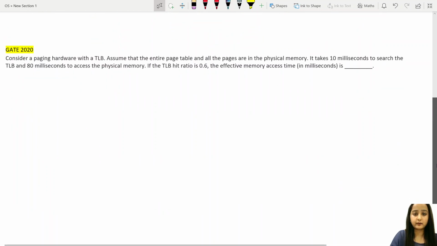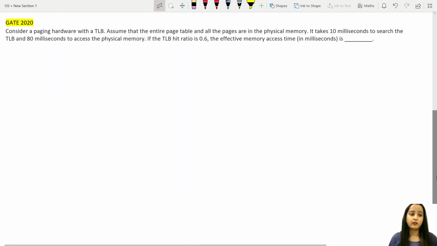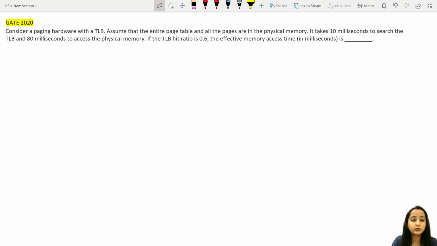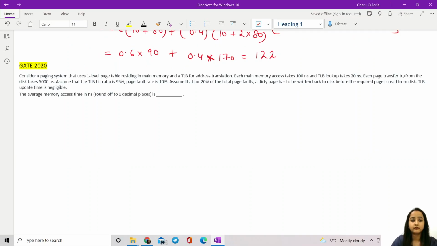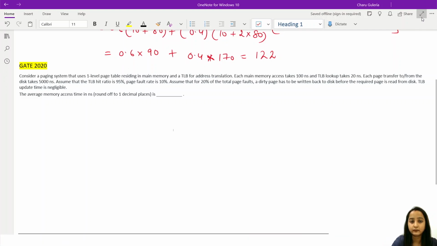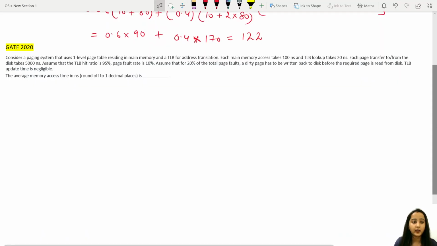Second numerical is to consider a paging hardware with TLB. Assume that this is the same question, I think. Same question. So the question given here.